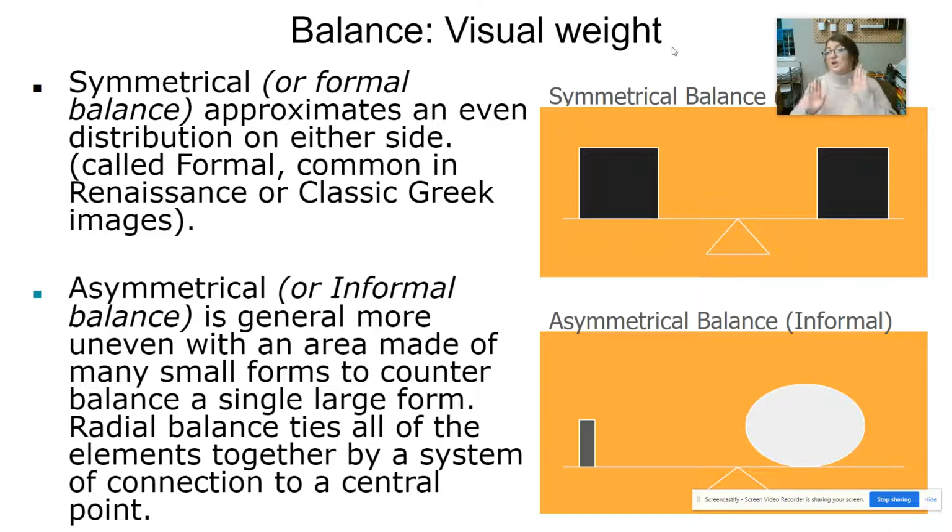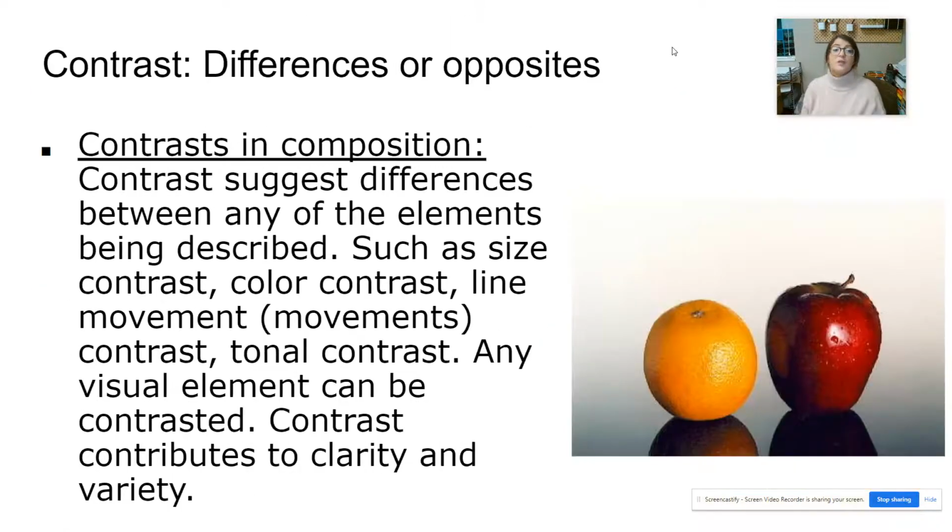The next one is asymmetrical. So these are not the same on both sides. The weight is not evenly distributed, and this is a more informal way. It's generally more uneven, with the area made of many small forms or a counterbalance of a single large form. Radial balance is also another thing that you should be aware of, and that is when the balance comes from the center of the page.